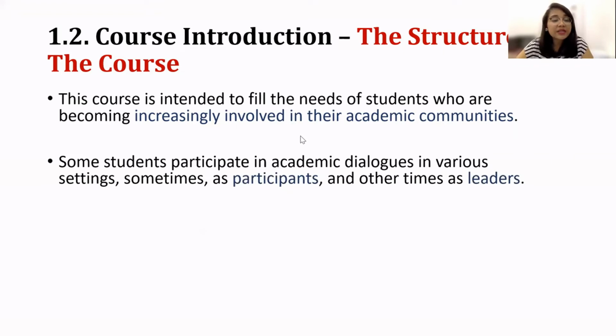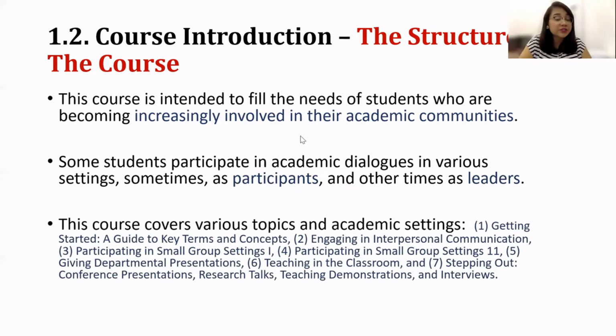Some students participate in academic dialogues in various settings, sometimes as participants and other times as leaders. So this course is not only discussing how to be participants, for example, in a small group discussion, but you will also learn what to do and what to say if I become the leader of the discussion, the leader of an academic meeting or academic conference.